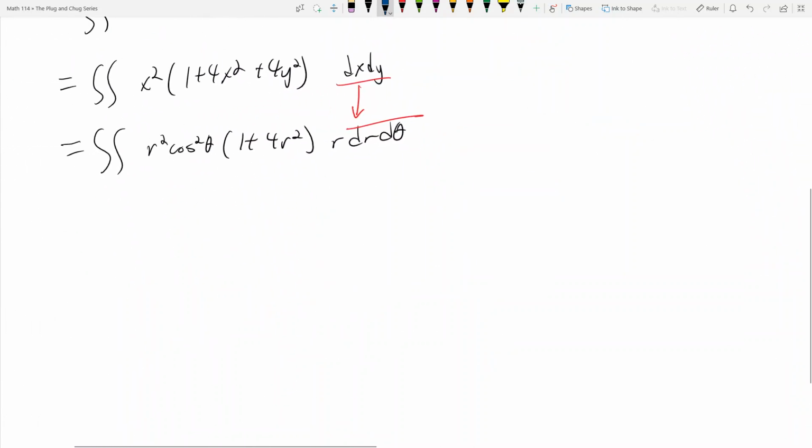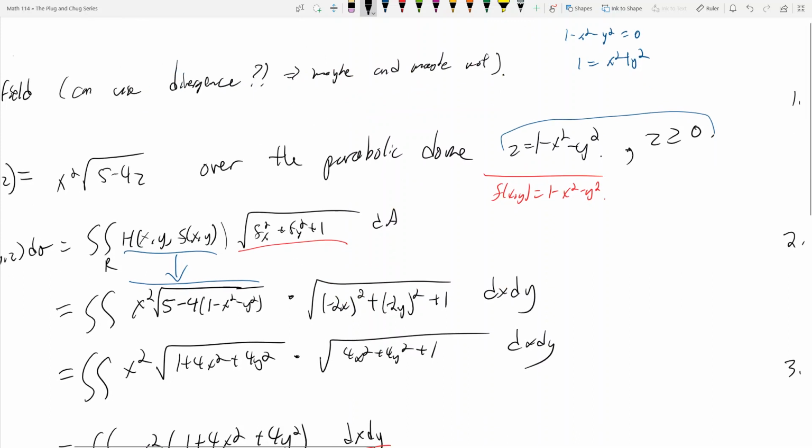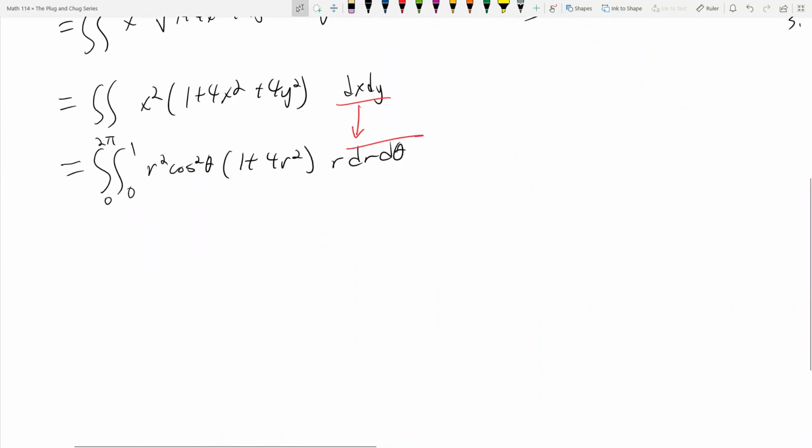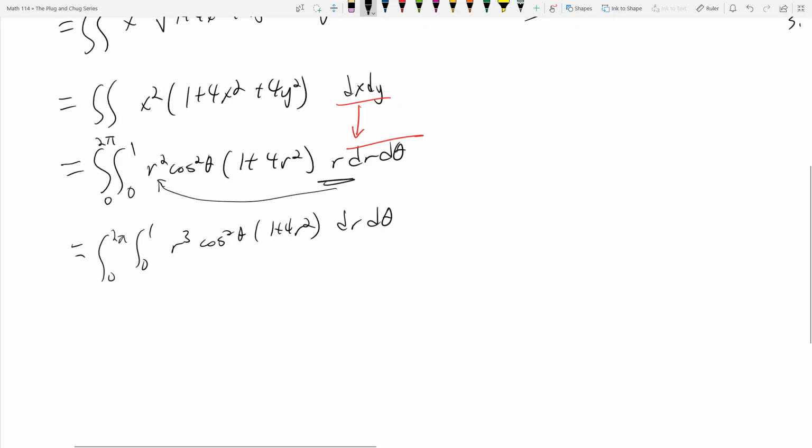So that means my bounds are r going from 0 to 1, and theta going from 0 to 2 pi, right? Again, I found my r and theta bounds by looking at where my surfaces intersect. Okay? And now it's just time to do this integral. So this becomes the integral from 0 to 2 pi, 0 to 1, r cubed cosine squared theta times 1 plus 4r squared, dr d theta. I multiplied this r in to here and got an r cubed.